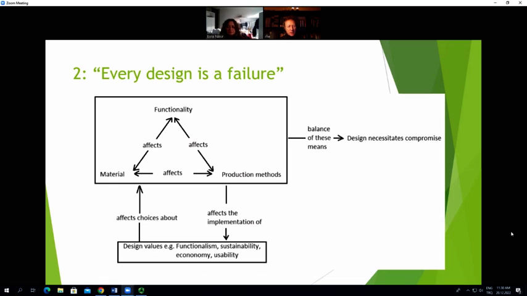And those affect choices about the implementation of our design values, whether we want the objects to be functional or sustainable or economical or usability. And in turn, our attitudes about functionalism, sustainability, economy, and usability affect the choices about the materials and the functionality and the production methods that we're going to deploy. A design process, then, is a balance of these, and this means that design necessitates compromise. And ultimately, as I said, every design is a failure, but hopefully not a very big failure.